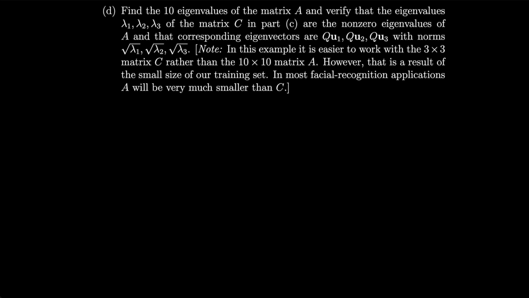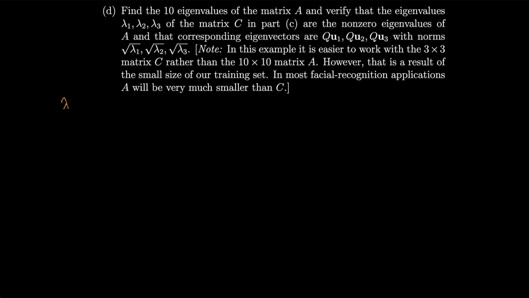Let's now find the 10 eigenvalues of the matrix A and verify that the eigenvalues lambda 1, lambda 2, lambda 3 of the matrix C in part C are the non-zero eigenvalues of A, and that corresponding eigenvectors are Q u1, Q u2, and Q u3, with norms given by the square roots of the eigenvalues. In this example, it's easier to work with the 3 by 3 matrix C rather than the 10 by 10 matrix A. However, that's not usually the case. This is just because we used a very small training set. In most facial recognition applications, it turns out that C will be much smaller than A. In any case, here are the lambda 1, lambda 2, lambda 3.